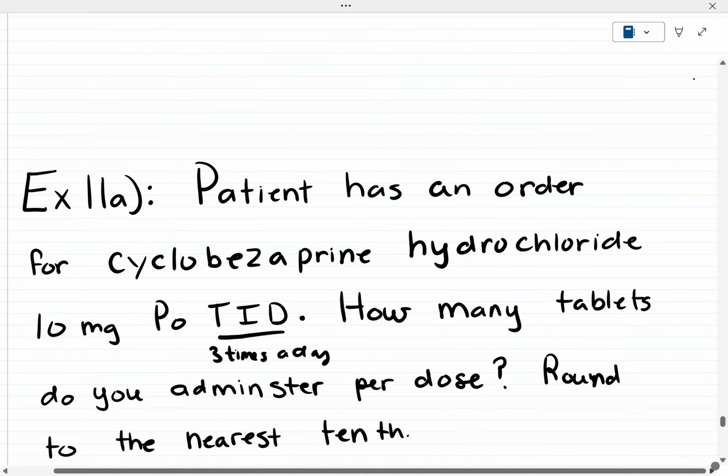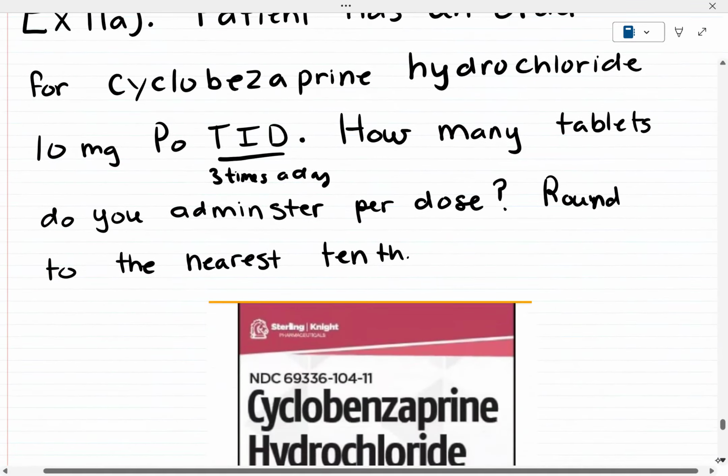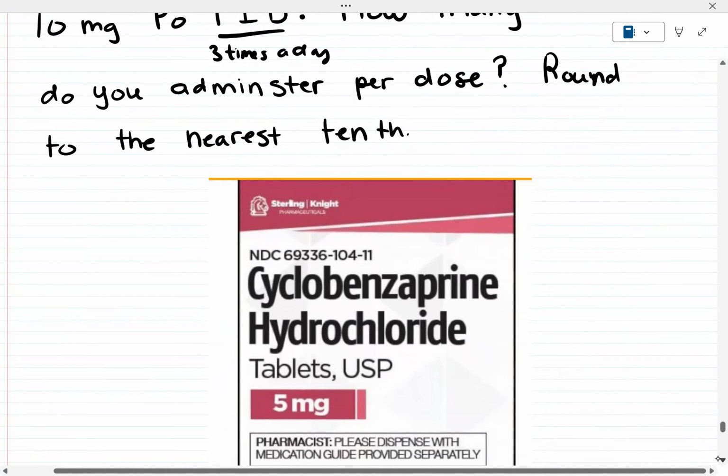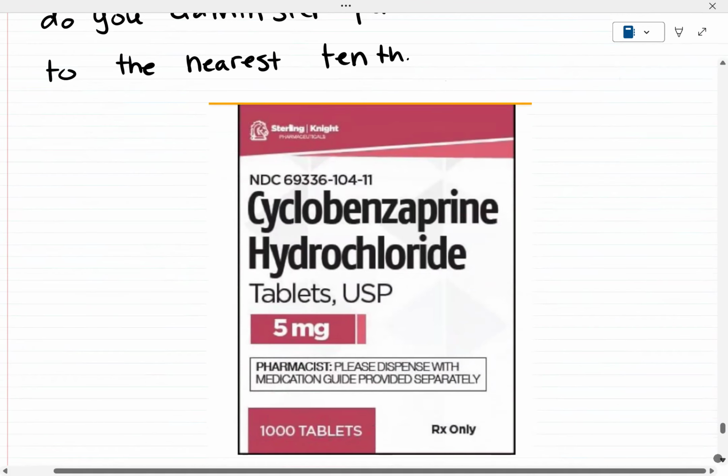So the patient has an order for cyclobenzaprine hydrochloride of 10 mg PO TID. How many tablets do you administer per dose? Round to the nearest tenth. And here you were given a label. On the label, you don't really have to worry about much. You just have to know that for 1 tablet, it's 5 mg. That's all you need to know. And there's 1,000 tablets available.